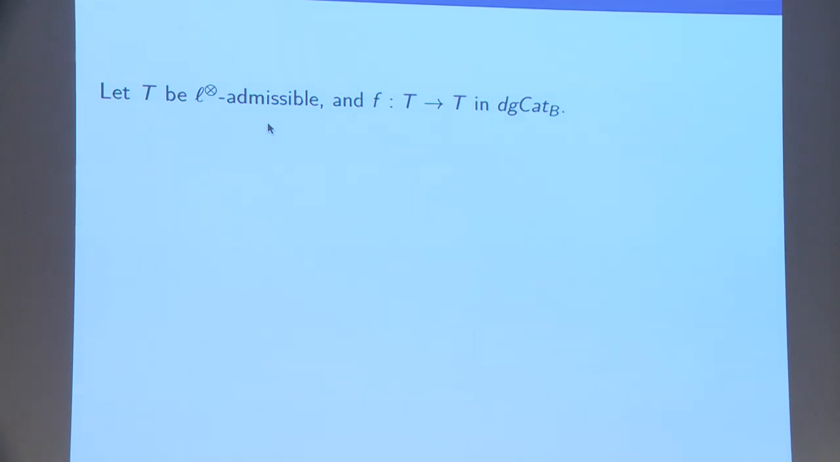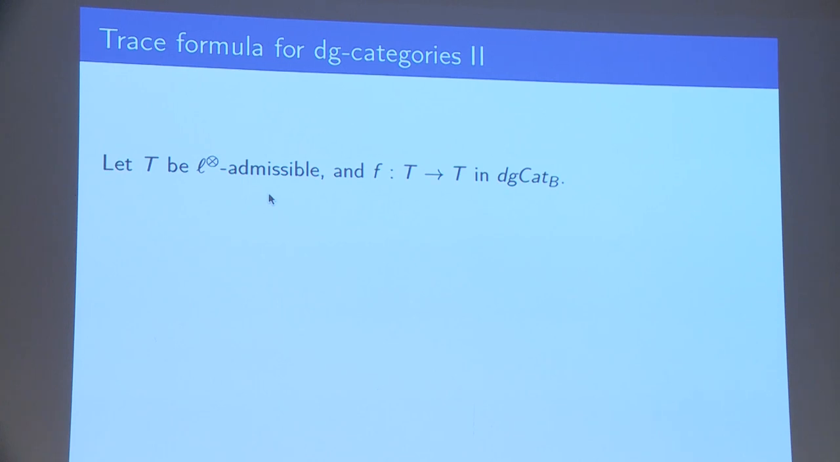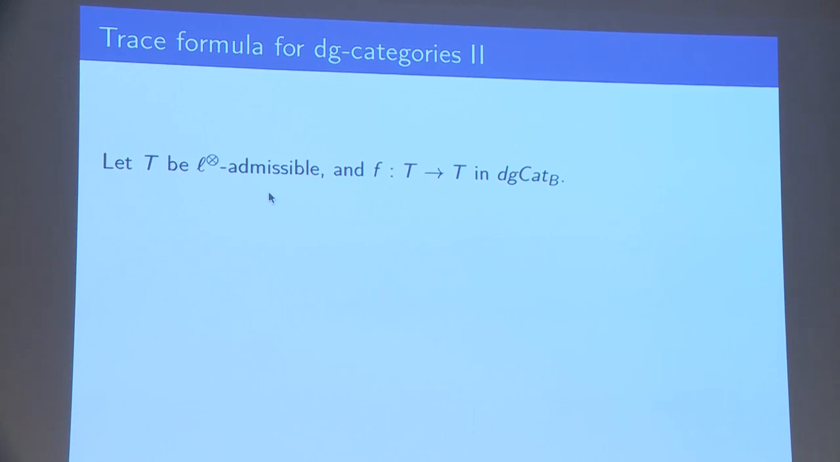Okay, now the trace formula. So fix this T. T is smooth and proper, so dualizable over B, and it's admissible for this tensor product, so for this realization. And you fix an endomorphism F of this dg category over B. Giving this endomorphism is the same thing as giving a graph, which is just a perfect complex of T op tensor T modules, where the product is made over B.